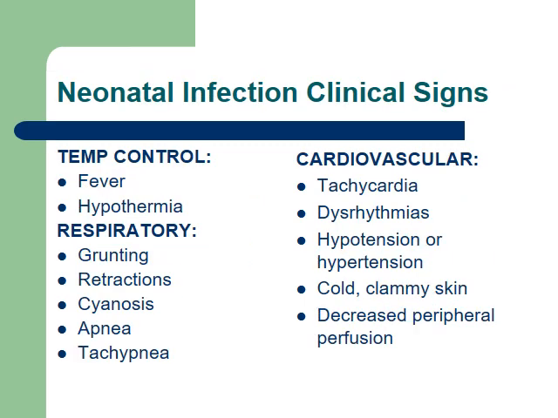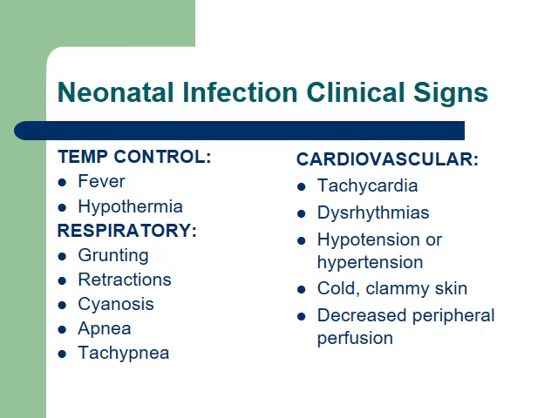The signs of neonatal infection would be temperature control issues. They either have a fever or they're hypothermic. They're really cold, really hot. You're going to see some respiratory issues such as grunting, retractions, cyanosis, apnea, and tachypnea. And in class, I'm going to show you some videos of those different breathing patterns, the grunting and retractions anyway.